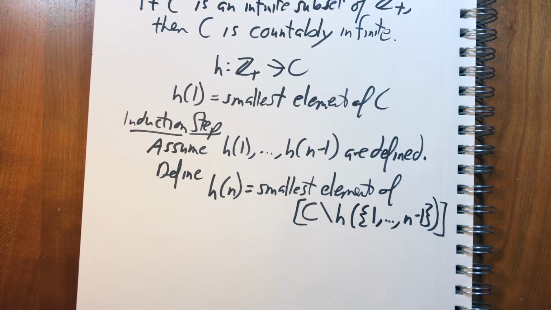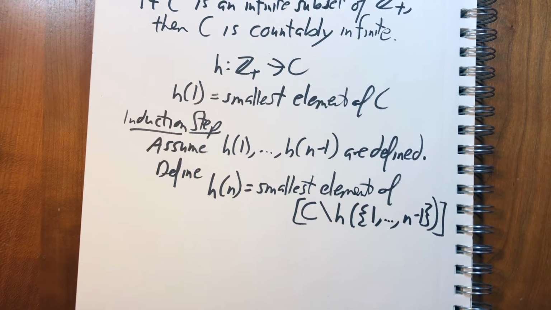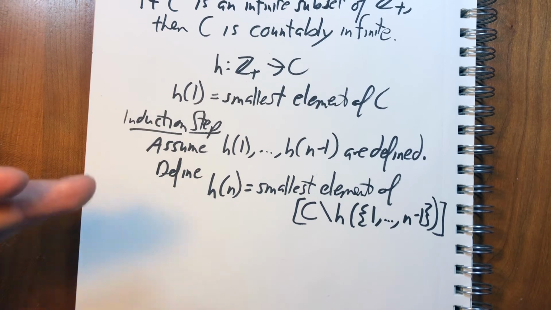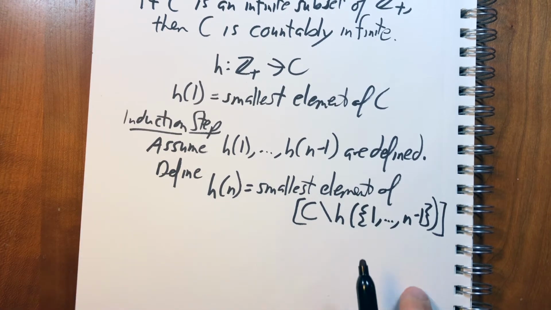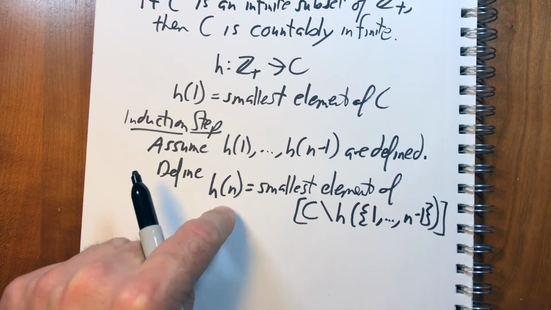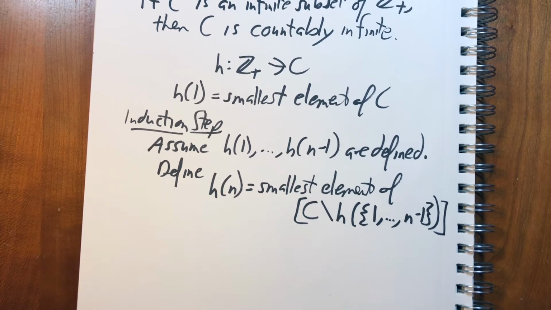Then H3 is the third smallest. It's the smallest after the first two have been taken out, and so on. So basically, H orders C from the smallest up. It's like an indexing function pointing to the first smallest, second smallest, and so on in C.